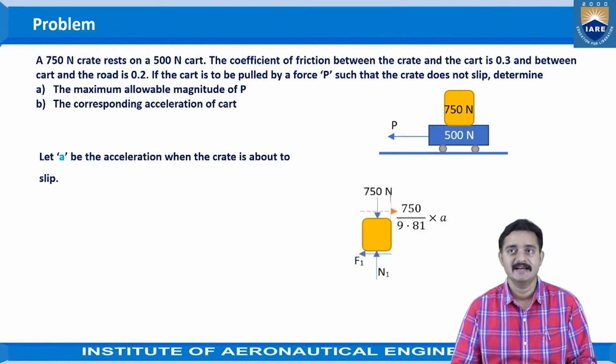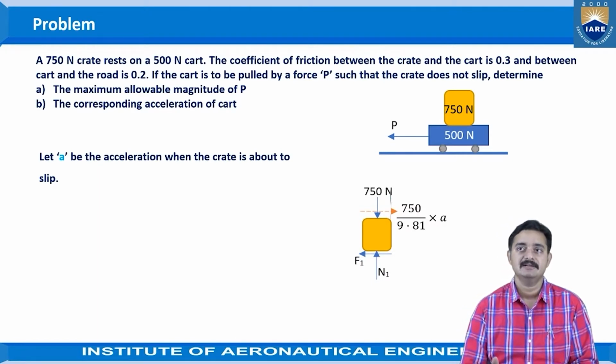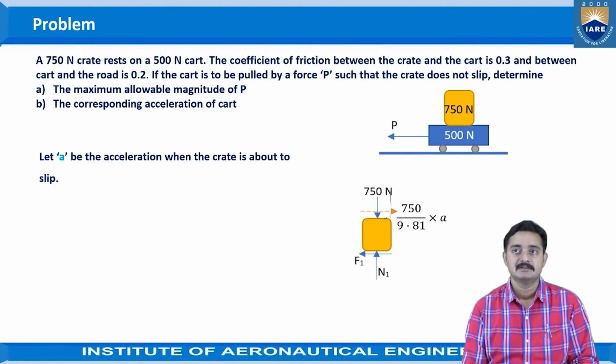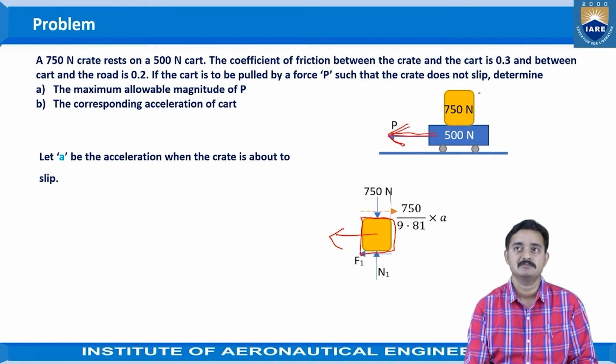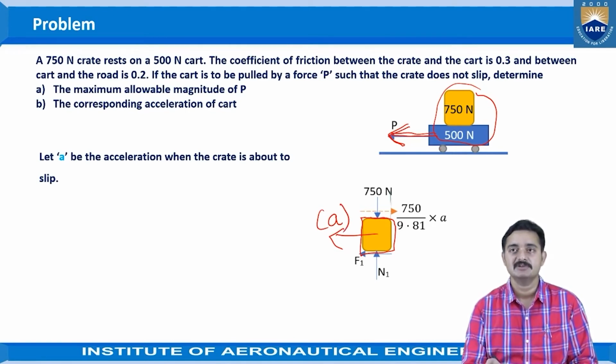If we see the free body diagram of this particular crate, then we can observe that this crate is trying to move towards the left side. Why? As this force is being applied here, the total object will be moving in this direction. So we can say this acceleration is happening in the left hand side direction, and the inertia force will be towards the right hand side. That would be MA.